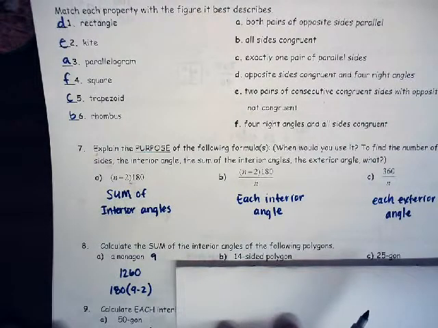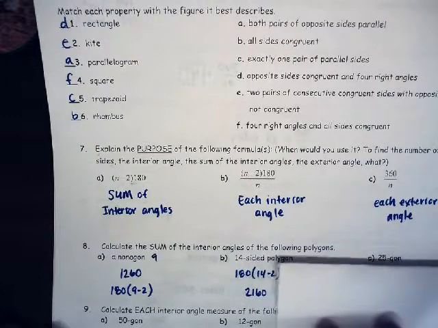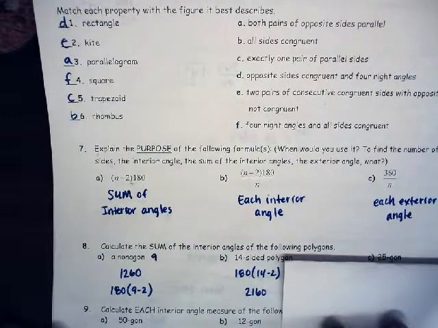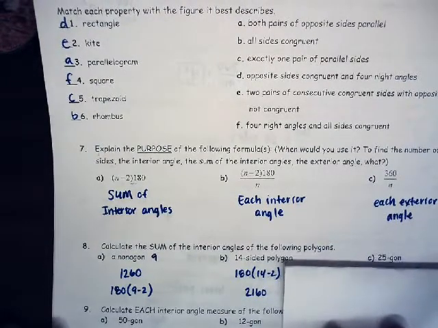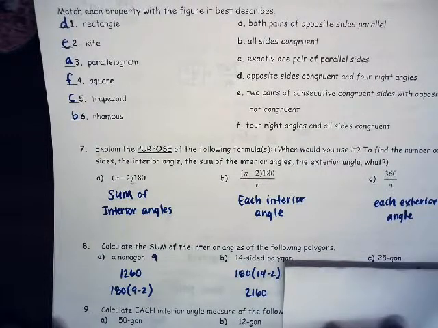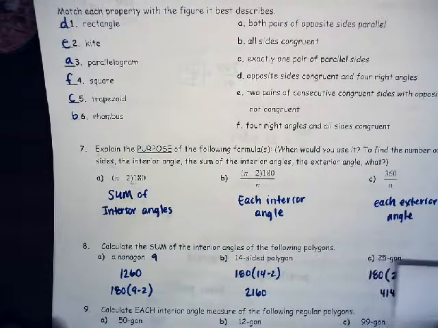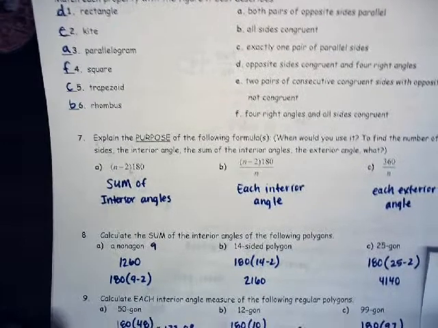So I'm going to take 180 times 12. When I do that, I get 2160. Then the last one is a 25-gon, so I'm going to take 180 times 23, and I get 4140.